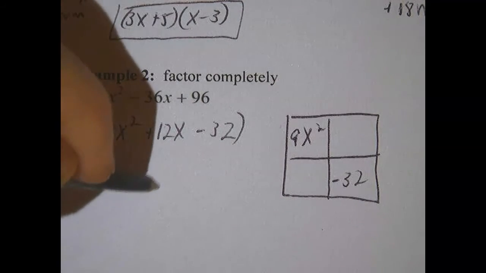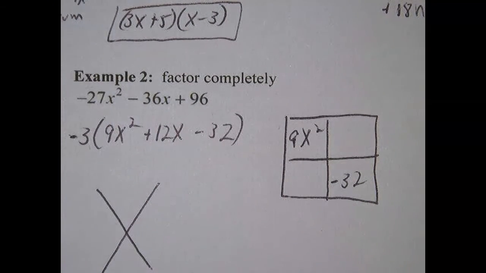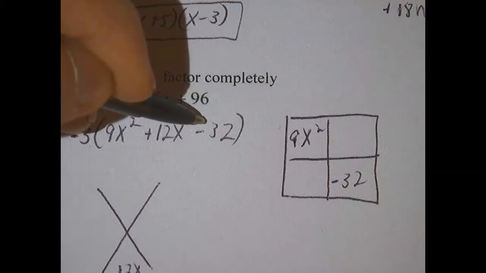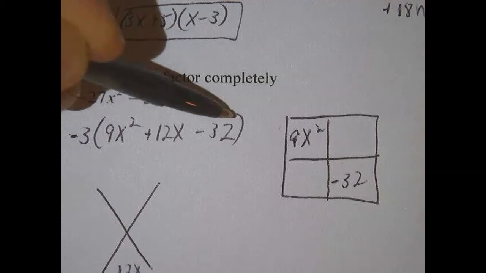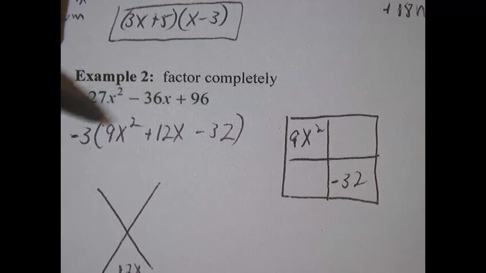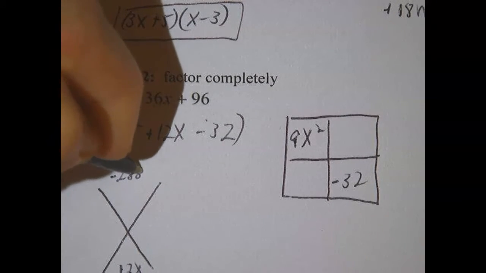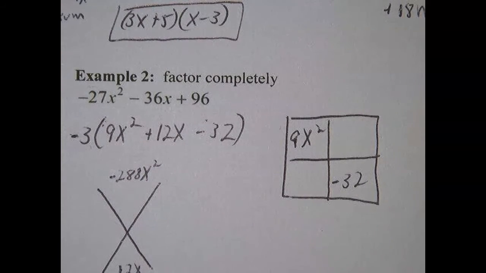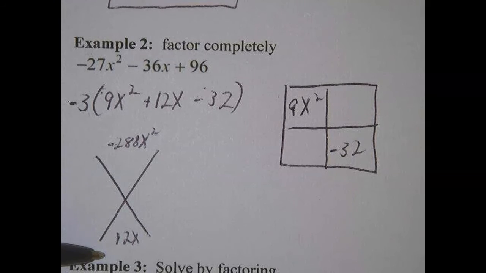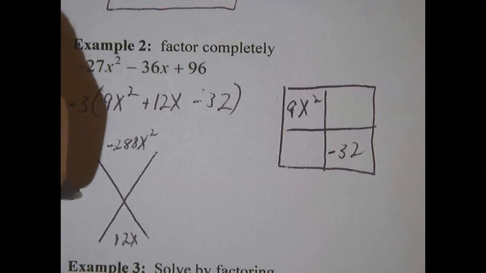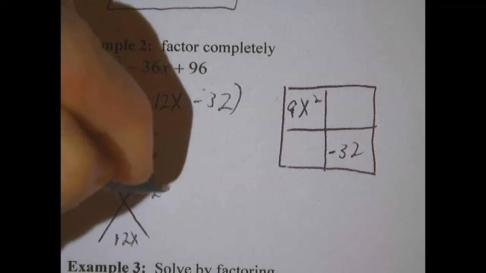So I'm going to make the x here. And in the bottom of the x goes the 12x. And in the top goes the product of 9 times 32. 9 times negative 32 is negative 288. So this is negative 288x squared. So now I'm looking for a product of negative 288x squared and a sum of 12x. And again, after a little bit of searching, I come up with 24 times 12. So 24x, well, 12x times 24x.